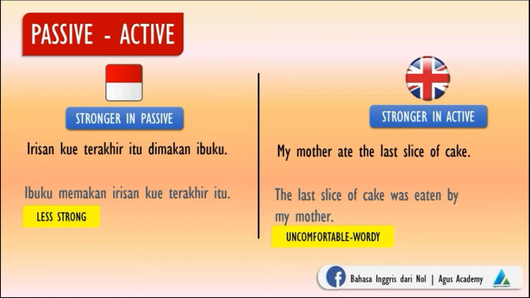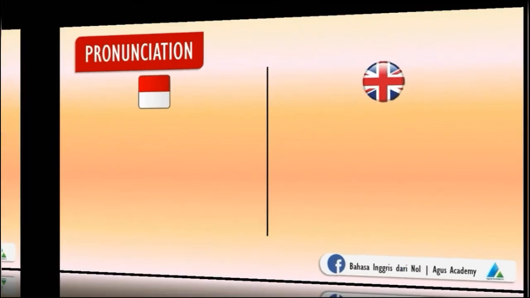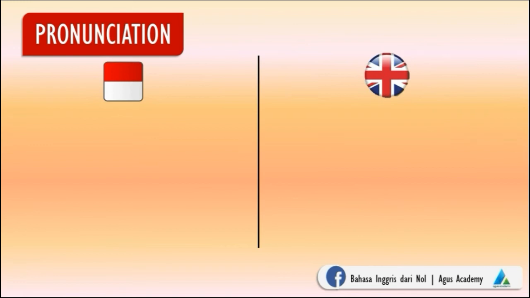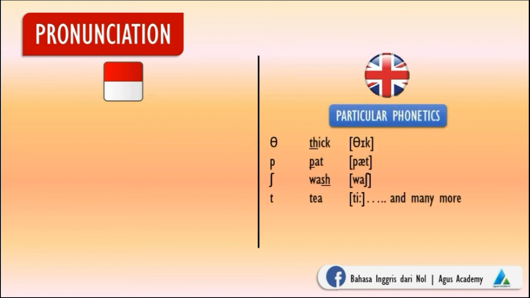Even though both English and Indonesian use the same Latin alphabet, the pronunciation between both languages is different. In some cases, some sounds in English like th for thick, or explosive P for the word pets, sh for wash, or explosive T for tea, we cannot find those sounds in Indonesian.